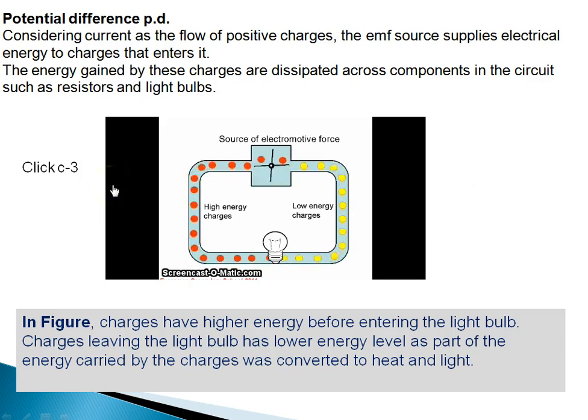I hope now it is clear to all of you what is potential difference and what is EMF. The potential difference is the difference in the voltage across the two ends of the bulb. It is visible to all of you.